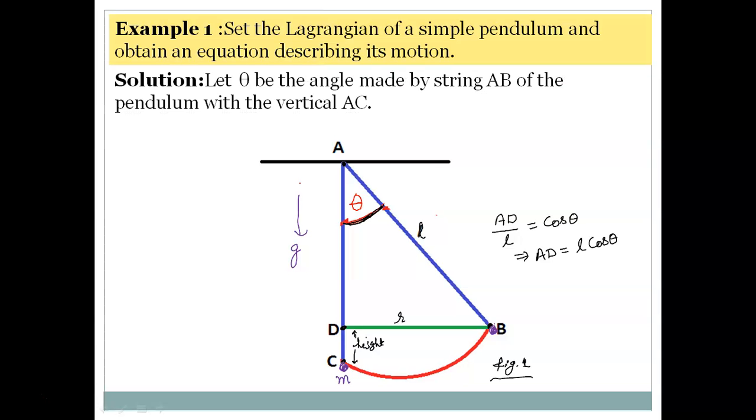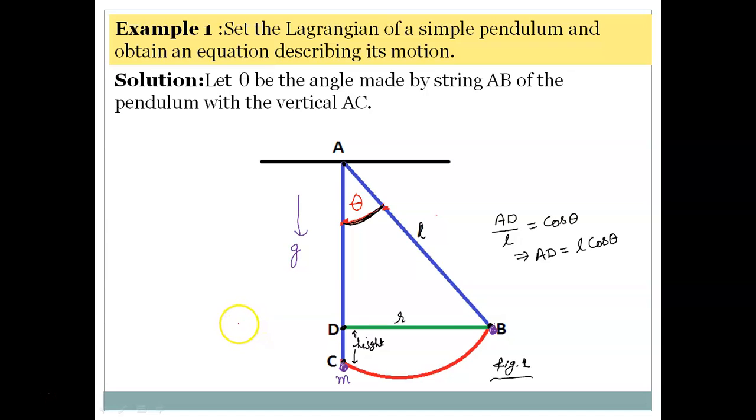So the first example is: set the Lagrangian of a simple pendulum and obtain an equation describing its motion. From the diagram, first of all you should know what a simple pendulum is. A simple pendulum is a system where a small bob of mass m is attached to a string, and the string is fixed at a certain point A, then it is allowed to oscillate like this.